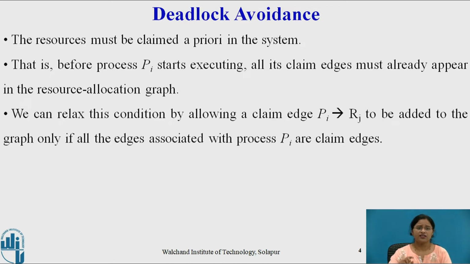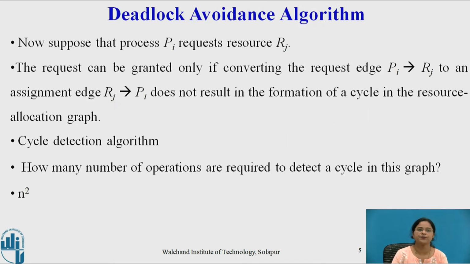So, here the claim edge Pi to Rj can be added to the graph if and only if all the edges associated with Pi are claim edges. Okay. So, the claim edge will be added if and only if all the edges are claim edges.